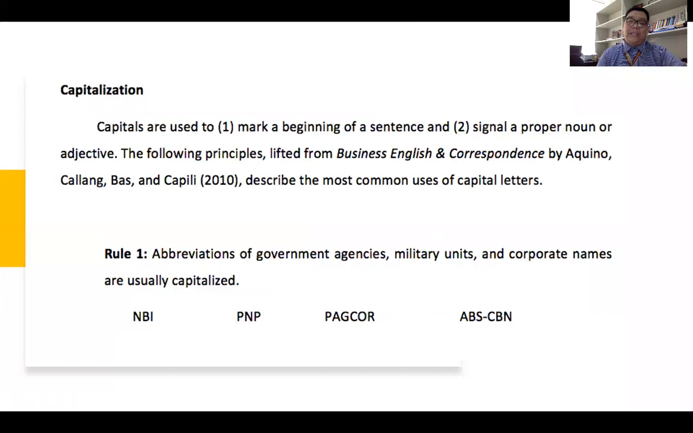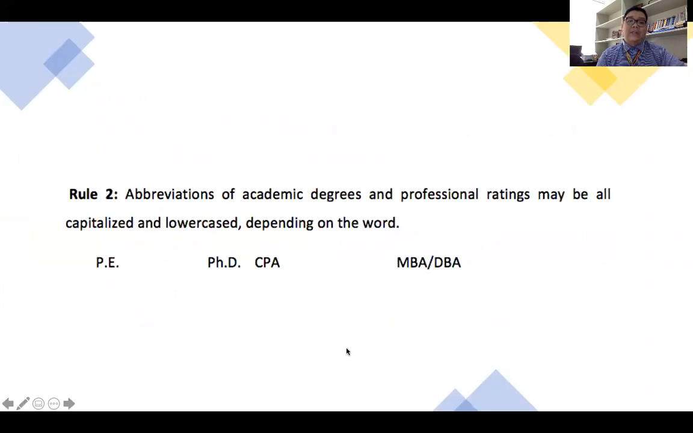For example, in rule number 1, abbreviations of government agencies, military units, and corporate names are usually capitalized. We know that. For example, NBI, PNP, PAGCOR, and ABS-CBN. Now, all of these abbreviations mean something. For example, PNP stands for Philippine National Police. NBI stands for National Bureau of Investigation. And then, rule number 2, abbreviations of academic degrees and professional ratings may be all capitalized or lowercase depending on the word.